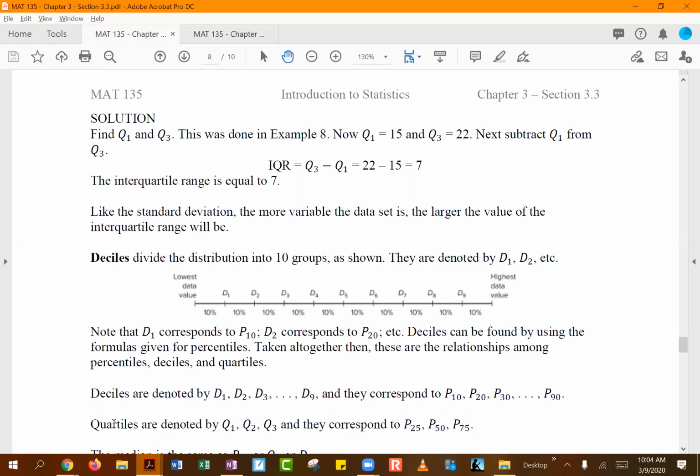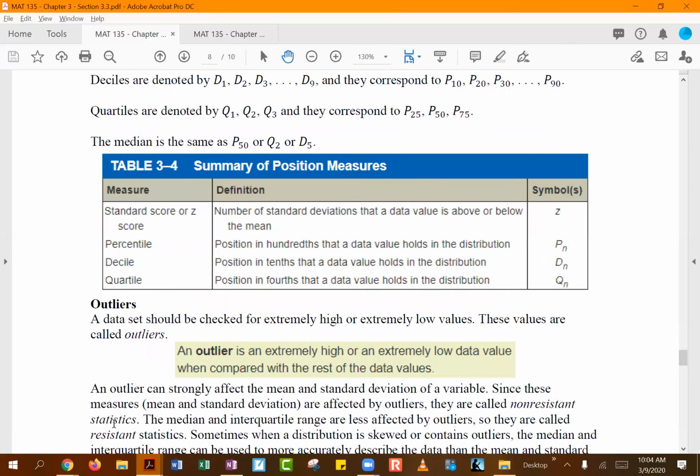Deciles, same exact thing, but now deciles are looking at every 10th percentile. So of course the first decile would be the 10th percentile, decile 2 would be the 20th percentile, decile 3 would be the 30th percentile. So as long as you're comfortable with percentiles, you should be able to come up with your quartiles and deciles, because they've just taken it down and broken it up into different denominations is basically what they've done. So you can kind of see that summary for percentiles, deciles, and quartiles.